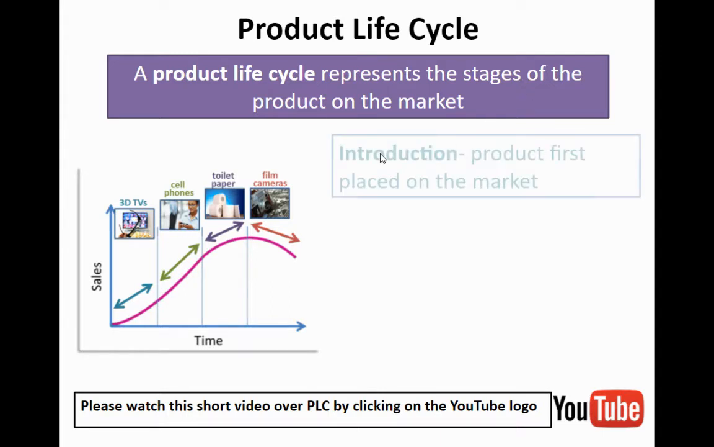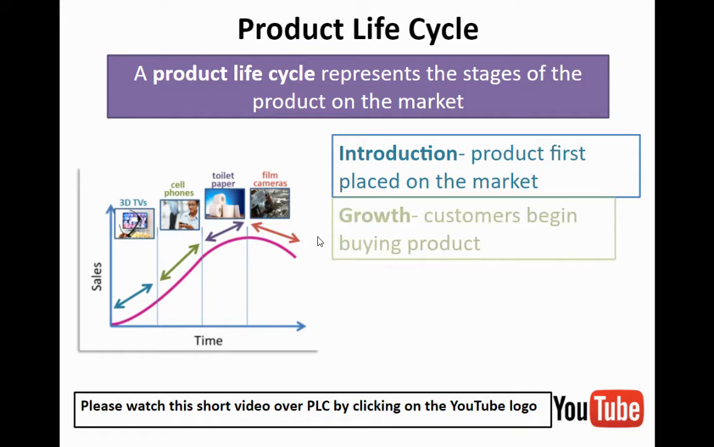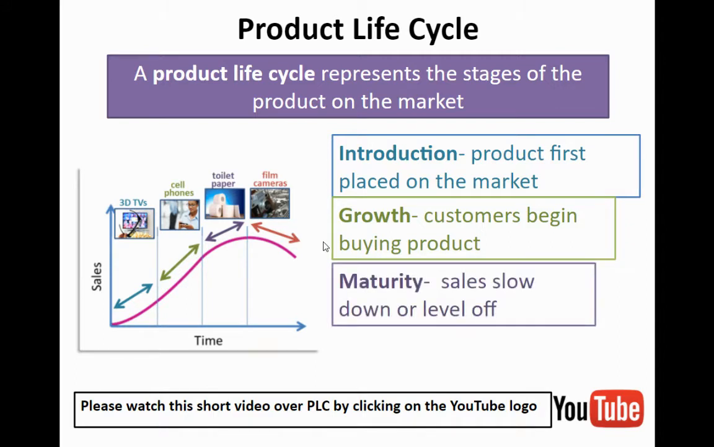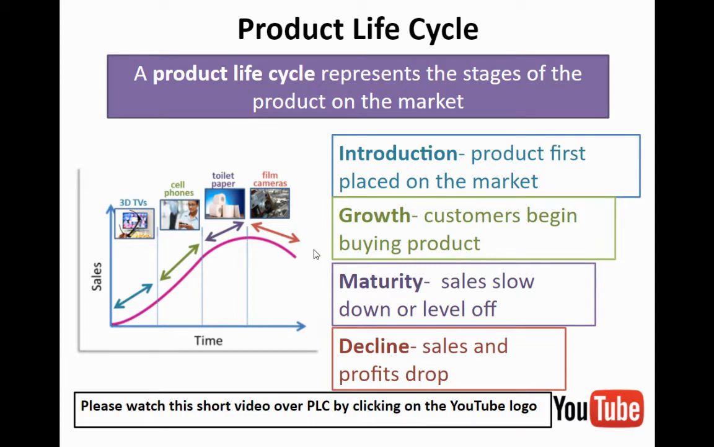And so everything starts with an introduction. So we talked last week about the new product development stages, how you come up with the idea and test it and all of that kind of stuff. Once you've gone through all of those stages, and you put the product out on the market, it enters the product life cycle. So stage one of the product life cycle is the introduction. First hits the market. Then it goes into growth. Customers begin to buy the product. Then it matures. In the maturity stage, sales slow down and level off, and then some products, eventually the sales decline so much that they go away.